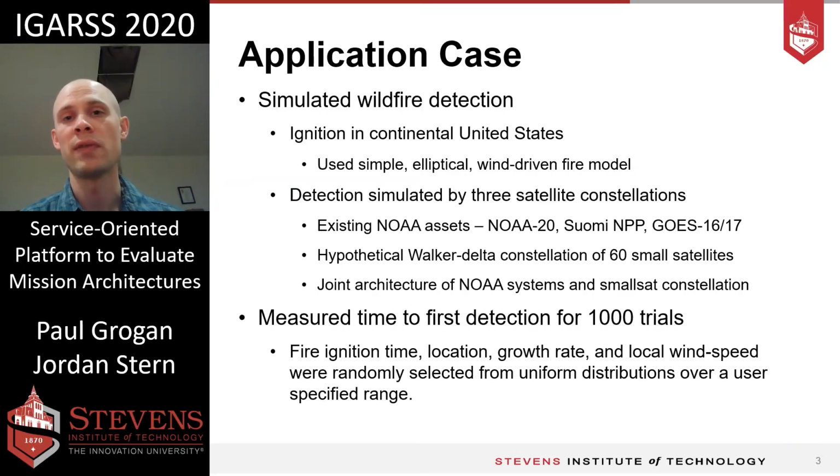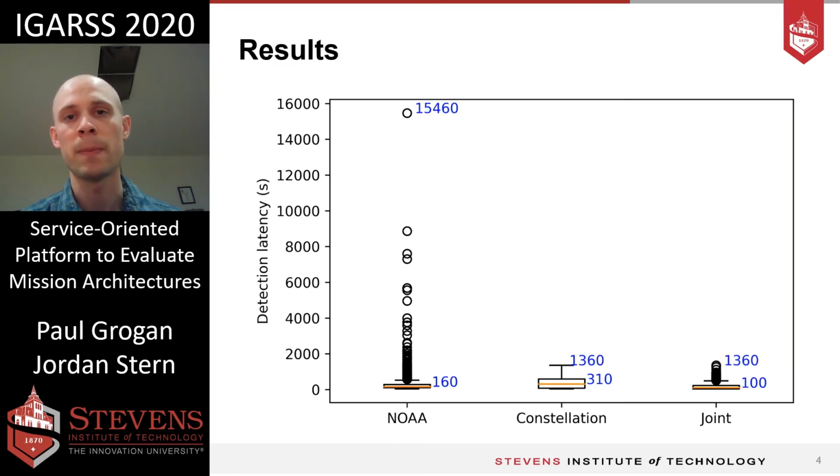Our application case evaluated 3 satellite constellations in the context of a fire detection mission. The first constellation was comprised of existing NOAA satellites. The second constellation was comprised of 60 small satellites arranged in 12 planes and 5 satellites per plane. The third constellation combined all the elements of the other 2 constellations. Each constellation was evaluated over 1,000 trials with varying fire ignition conditions.